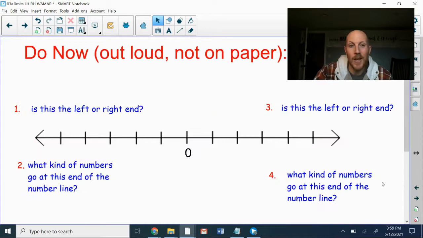So, more do now. This part you do actually get to do. We'll go ahead and answer this out loud. I mean, honestly, nobody is around. They won't hear. So just go ahead. 1, 2, 3, and 4. On your mark, get set, go.